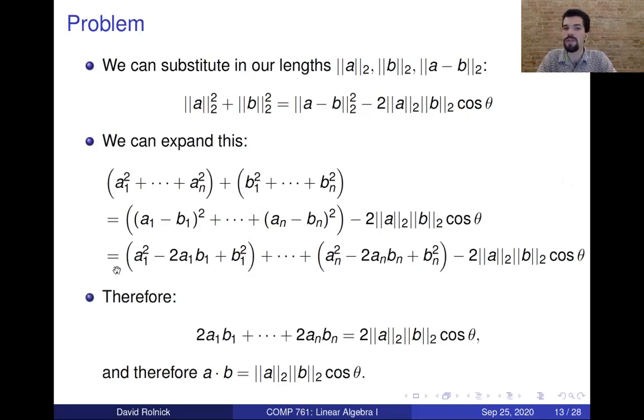If we cancel out all of the squares, and move these products over to the other side, we get 2a1b1 plus 2a2b2 plus so on, all the way up to 2anbn, is equal to this other term, 2 times the length of a times the length of b times the cosine of theta. And if we just divide by 2, that's just the dot product of a and b equaling the L2 norm of a times the L2 norm of b times cosine theta.